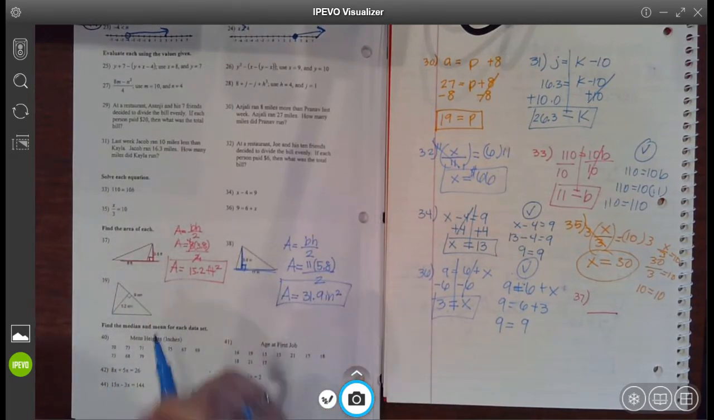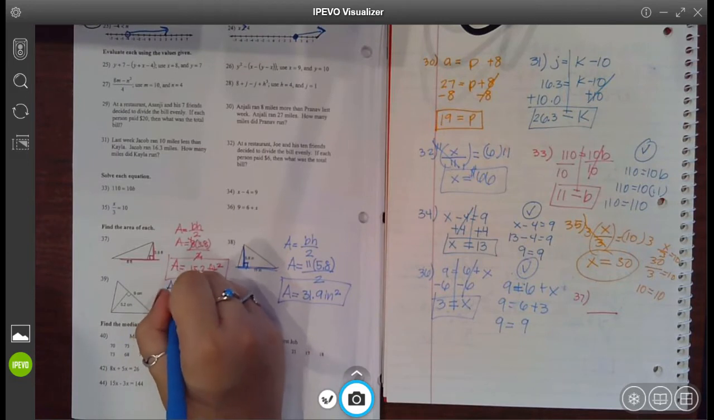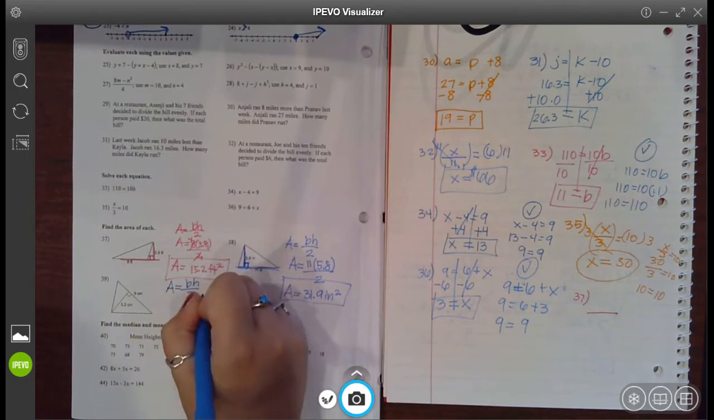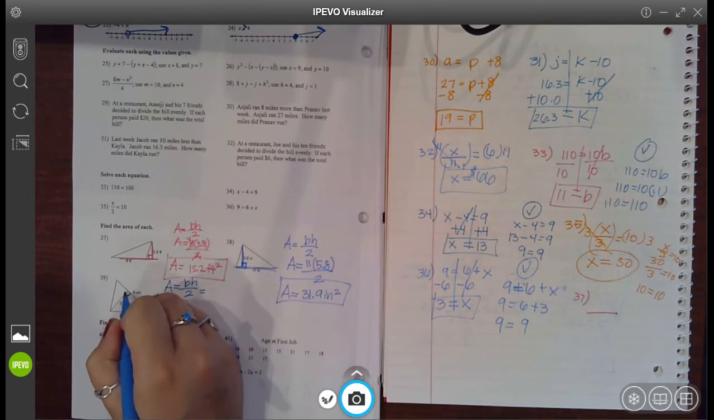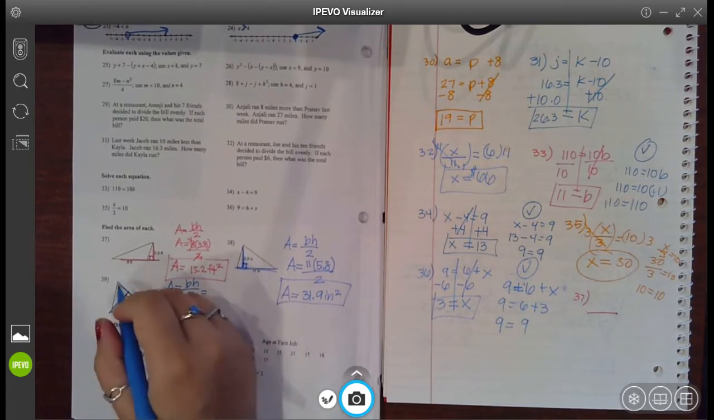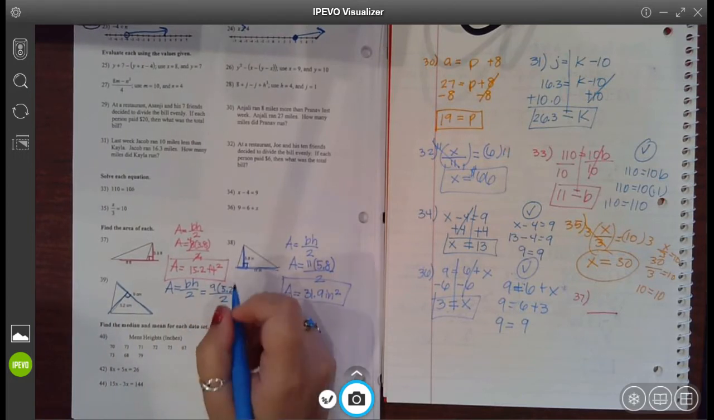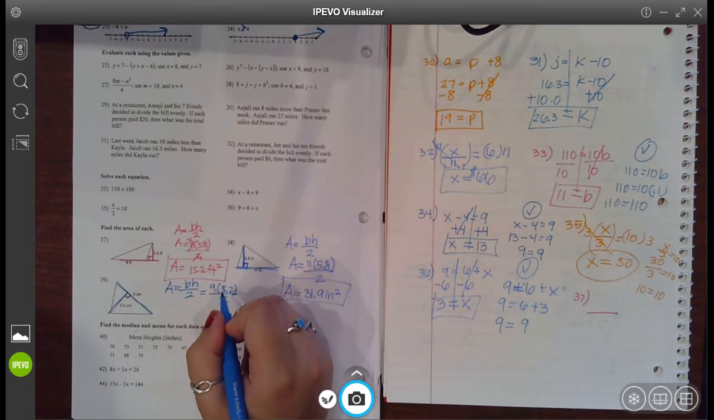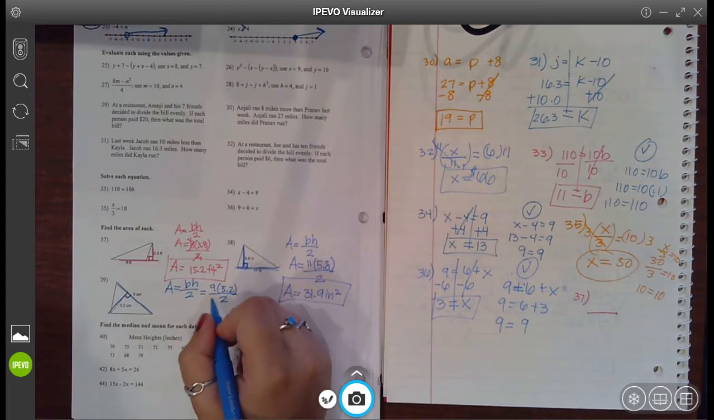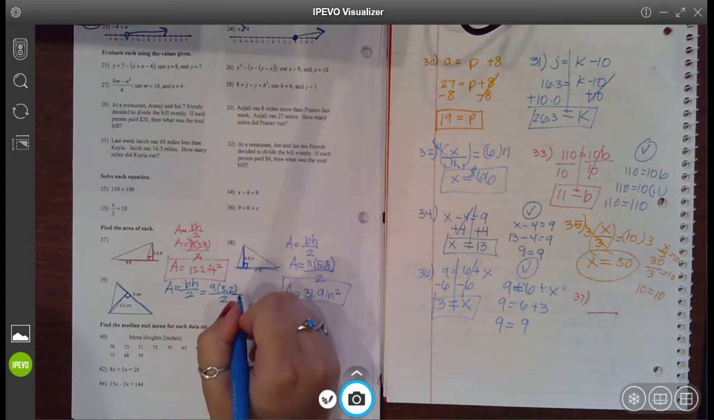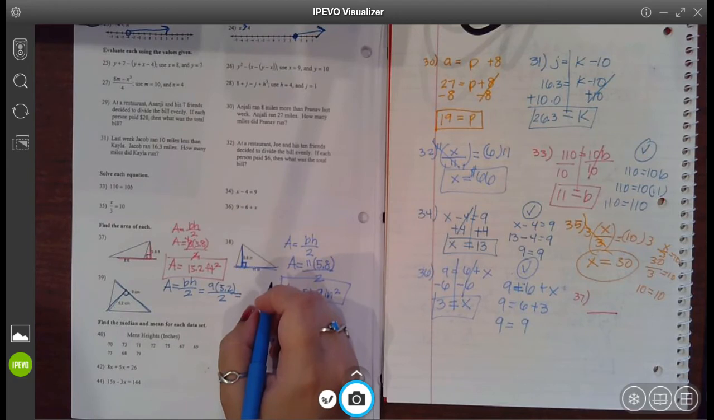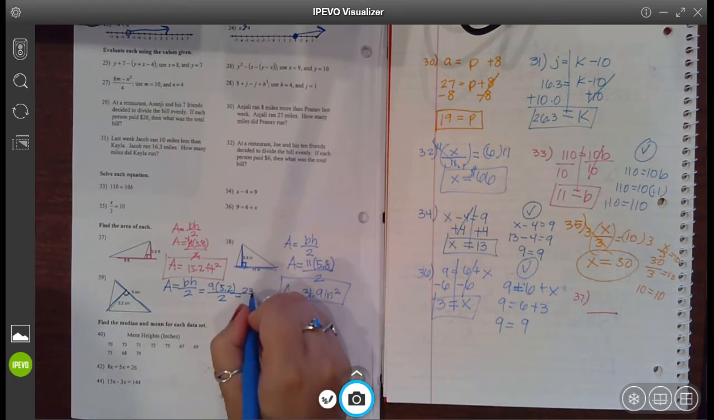Number 39. Another triangle. So base times height divided by 2. Your base, even though it's way up here, this is actually your base because the height is inside here. So your base is 9. Your height is 5.2 divided by 2. Well, 9 times 5.2 is 46.8, and 46.8 divided by 2, you get 23.4. And it was centimeters, so centimeters squared.